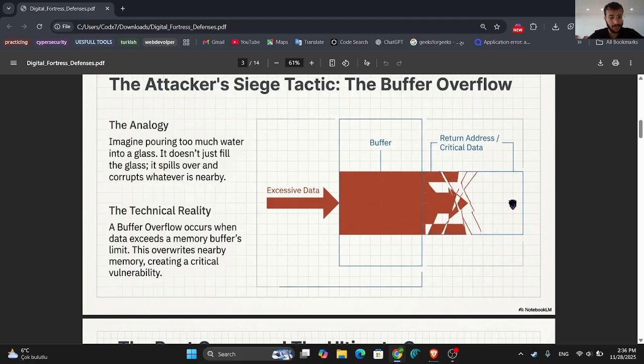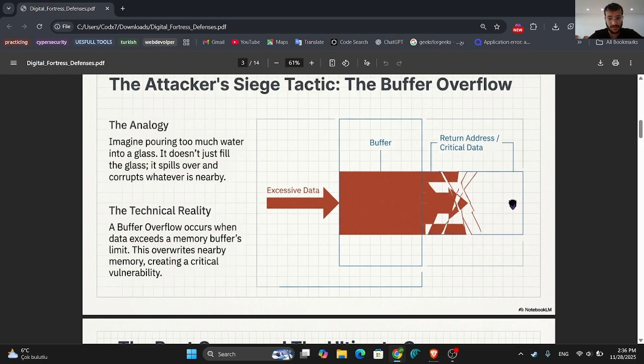So, let me explain what a buffer overflow actually is. Imagine pouring too much water into a glass. It doesn't just sit there filling the glass. It spills over and corrupts whatever is nearby. That is exactly what happens in a buffer overflow.